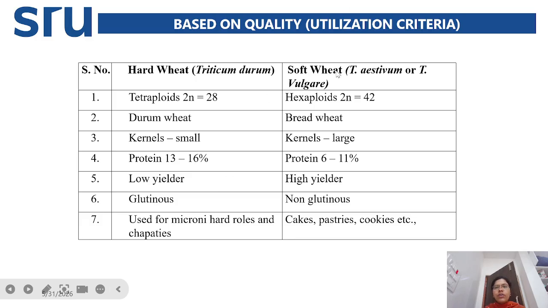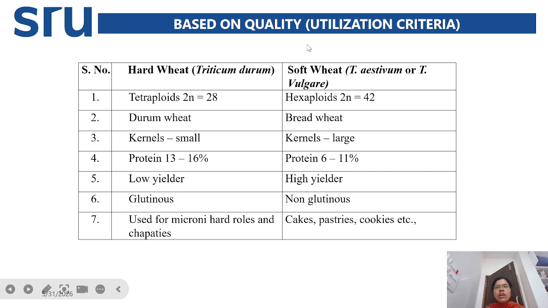And next, coming to the soft wheat, that is Triticum aestivum and Triticum vulgare. Here, the soft wheat is a hexaploid. It is having the chromosome number 2n equal to 42, and it is also called a bread wheat. Here the kernels are very large, and this soft wheat is having the protein content around 6 to 11%, and these are high yielders when compared to the hard wheat. These are non-glutinous. They are having no gluten. And these are used for making the cakes, pastries, and cookies.